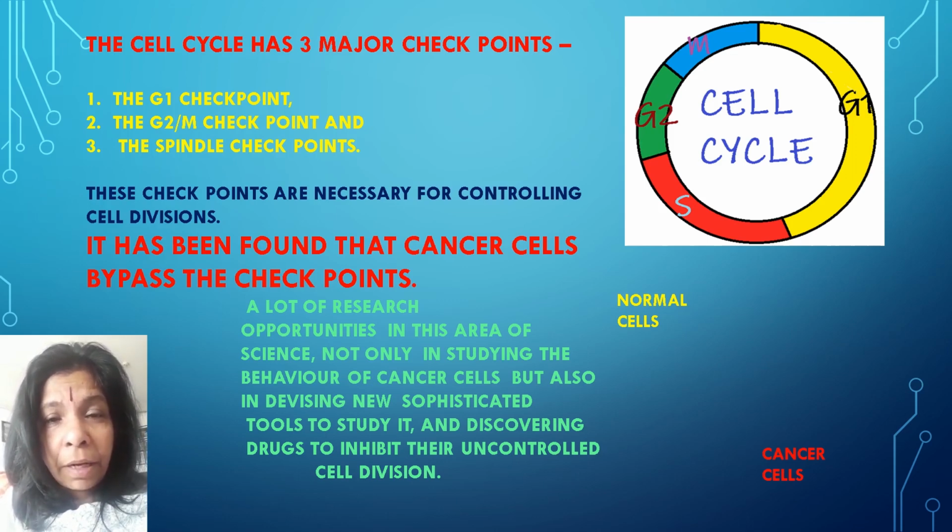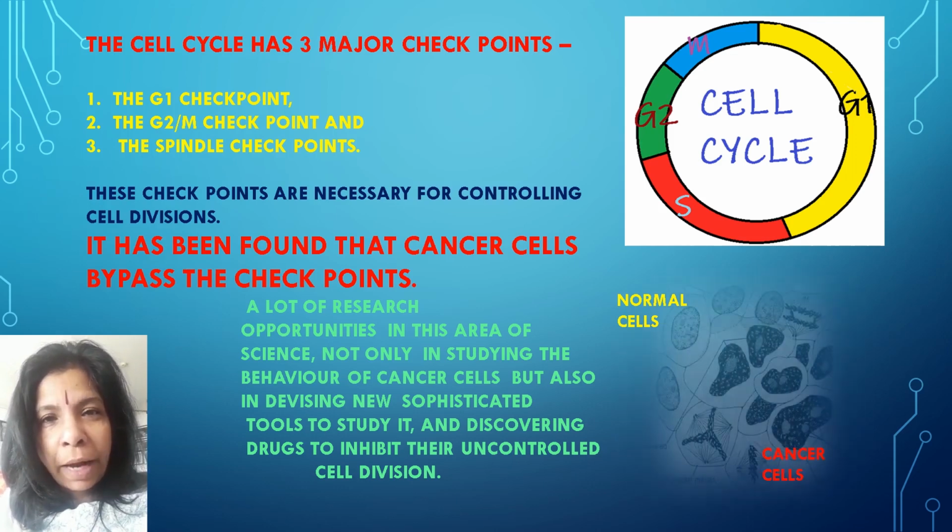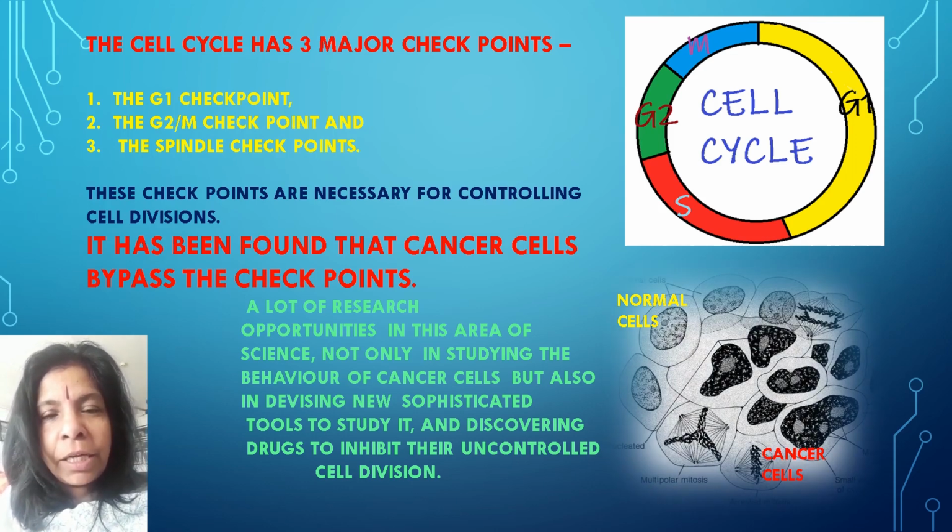How does it happen? There are actually three checkpoints during the cell division. One is at the G1 stage, second is between the G2 and M stage, and third is at the spindle formation stage. Now these you will be learning in higher classes. Now if these checkpoints don't work properly, it is like the brakes in a car not working, then the cell continues to divide without any reason. That ends up in cancer.